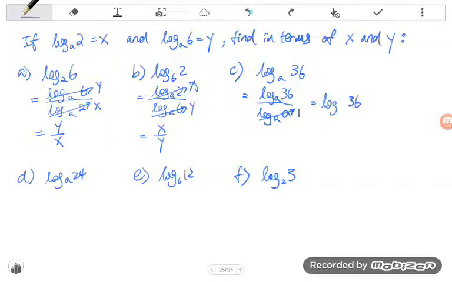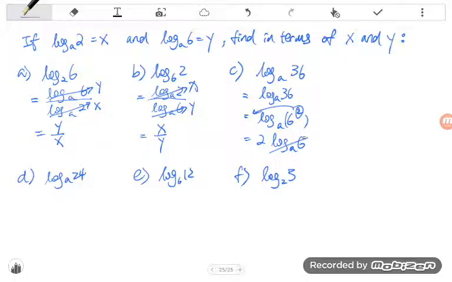So let's see what we can do to make it into x and y. What I'm going to do is try to break this 36 using 6. So this is 6 squared, correct? I have this 6 squared, which came from the 36, and I can bring that power to the front. That gives me 2 log 6 to the base of a. And log 6 to the base of a gives me y. So my answer will be 2y.